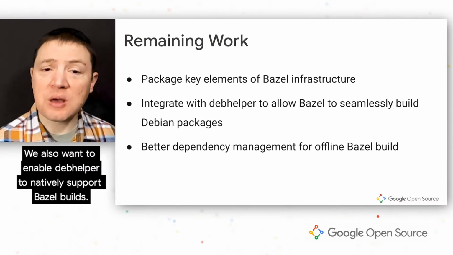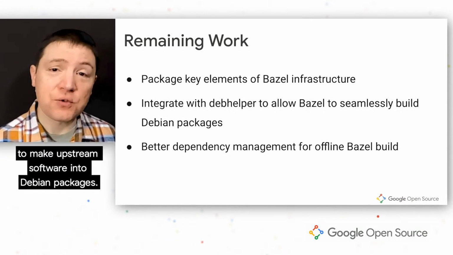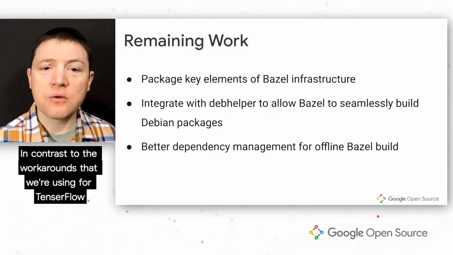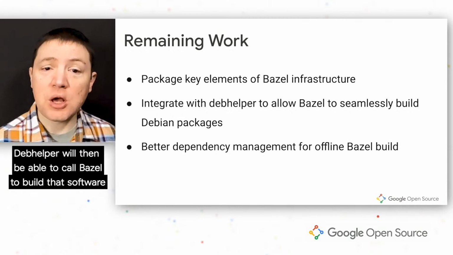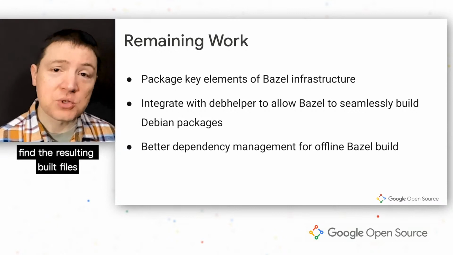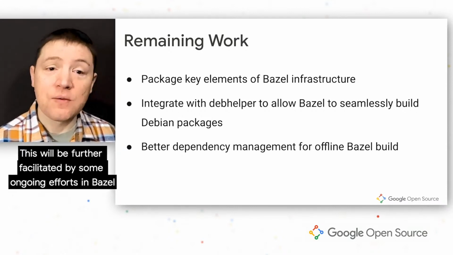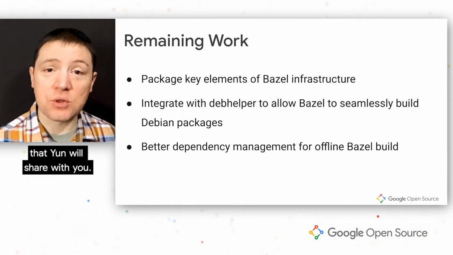We also want to enable DebHelper to natively support Bazel builds. DebHelper is the tool that we use in Debian to make upstream software into Debian packages. In contrast to the workarounds that we're using for TensorFlow, we want DebHelper to automatically detect that software is using Bazel to build. DebHelper will then be able to call Bazel to build that software, find the resulting built files, and install them properly into a Debian package. This will be further facilitated by some ongoing efforts in Bazel that Yoon will share with you.